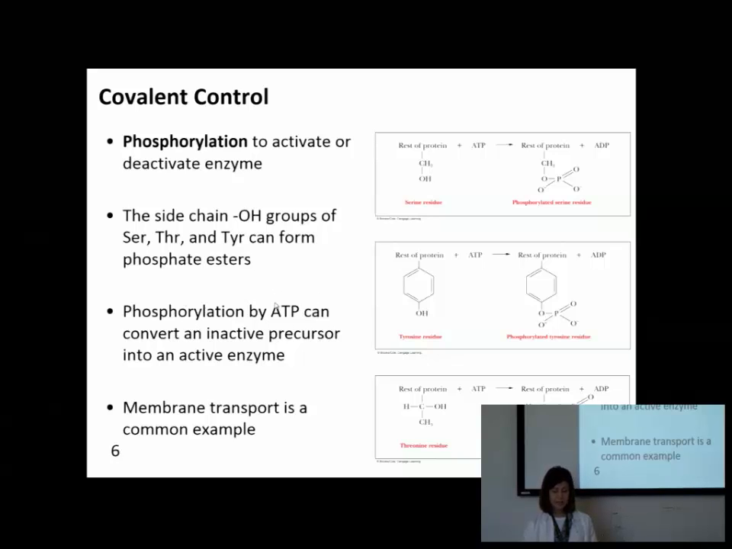And so what we will do is have the inactive enzyme in a spot where we don't want it to work. And then we bring it to a spot where we want it to do its job, and then we add a phosphate to it and say turn it on. So that's called covalent control. And you can see how the phosphate group can go onto a serine, a tyrosine, a threonine through the OH group.